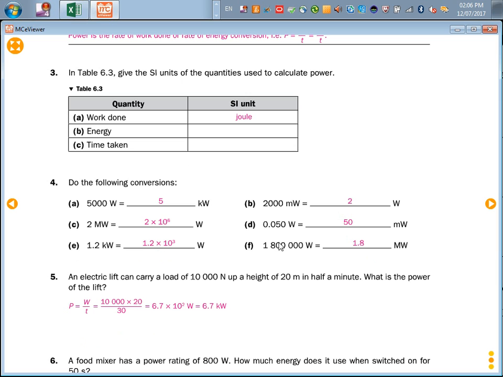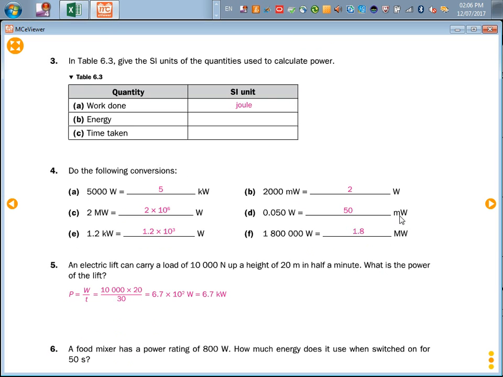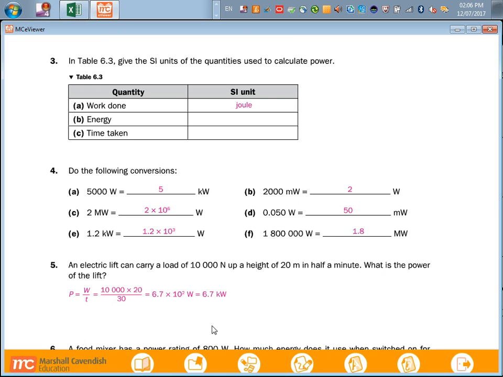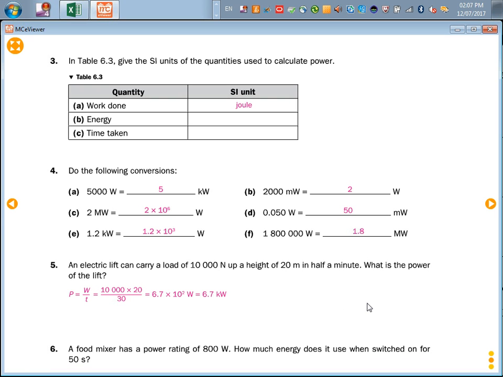Okay, energy conversion, you can do this yourself. This is part of your first chapter. All your milli, mega, kilo. Just do the corrections quickly.